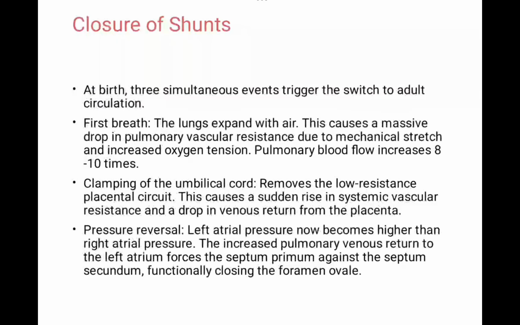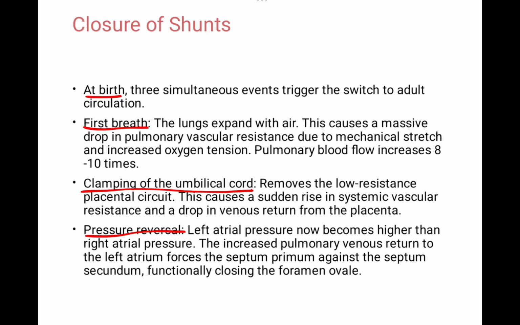So, closure of shunts. These shunts have to close at birth. 3 simultaneous events trigger the switch to adult circulation. Remember, we already said the adult circulation is not the same as the fetal circulation. So there are 3 events that trigger the switch from fetal circulation to adult circulation. We have the first breath that the neonate takes, we have the clamping of the umbilical cord, and we have pressure reversal. We already talked about the pressure differences. So these pressure differences are going to reverse.